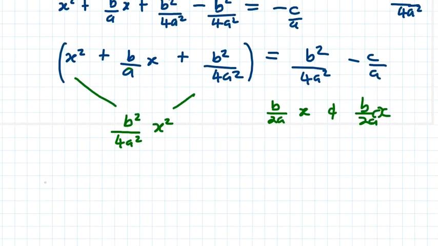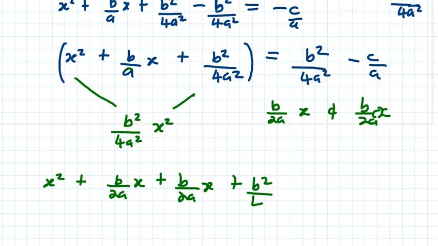So we are just breaking down our problem, our terms, so that it becomes easier to factorize. If you add b over 2a x and b over 2a x, we get b over a x, and if we multiply these two terms, we get b squared over 4a squared x squared. So we now have b over 2a x plus b over 2a x plus b squared over 4a squared, which is the same.